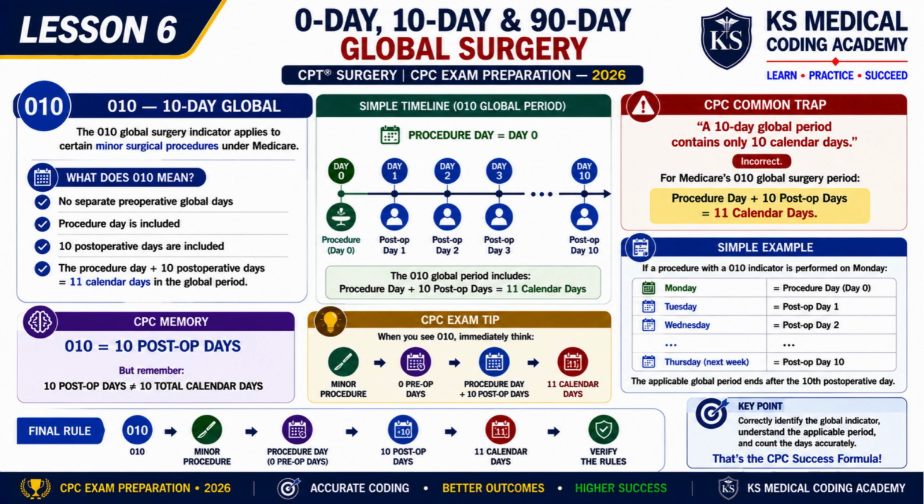So don't fall into this common trap. A 10-day global period contains only 10 calendar days. That's incorrect. The 10 refers to the postoperative days. The procedure day is also part of the global period. For your CPC memory, 010 equals 10 postoperative days. Think: minor procedure, 0 preoperative days, procedure day plus 10 postoperative days, 11 calendar days. Always verify the applicable Medicare and Captain rules before making the final coding decision.